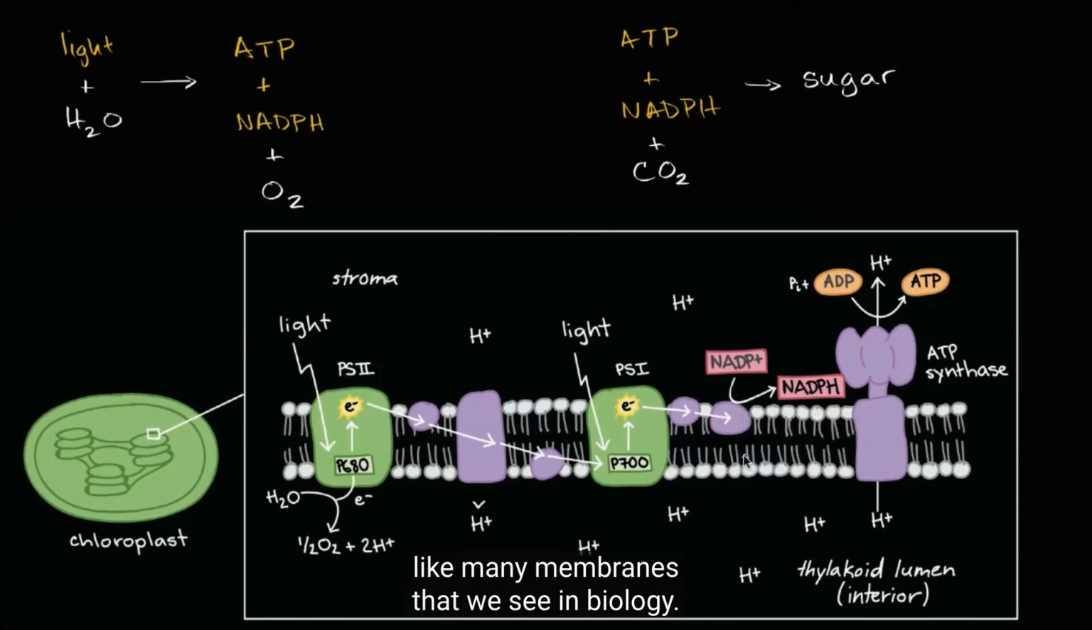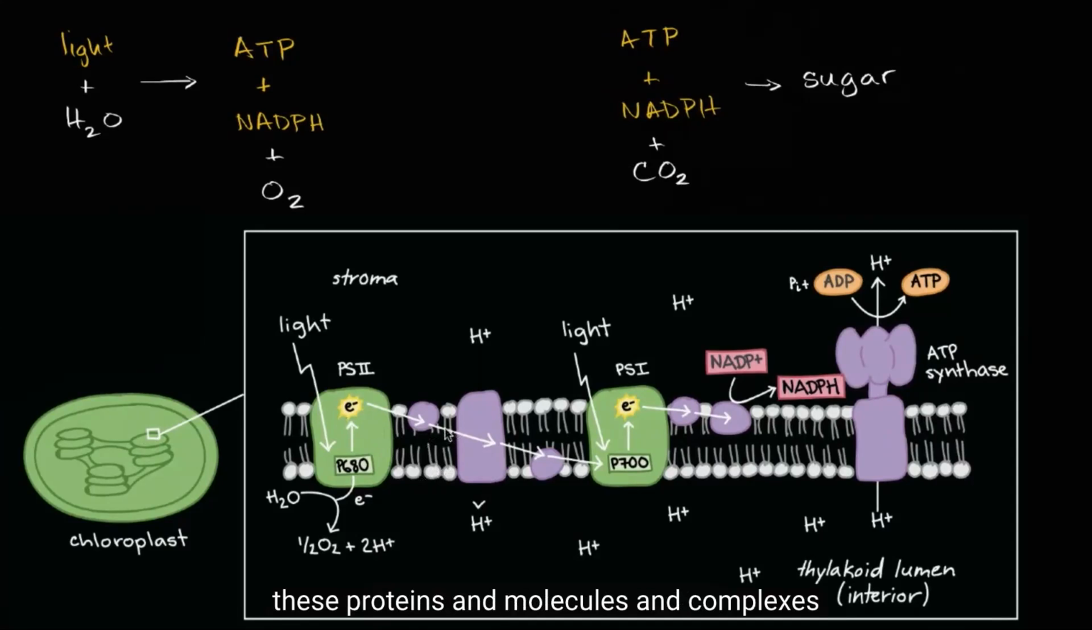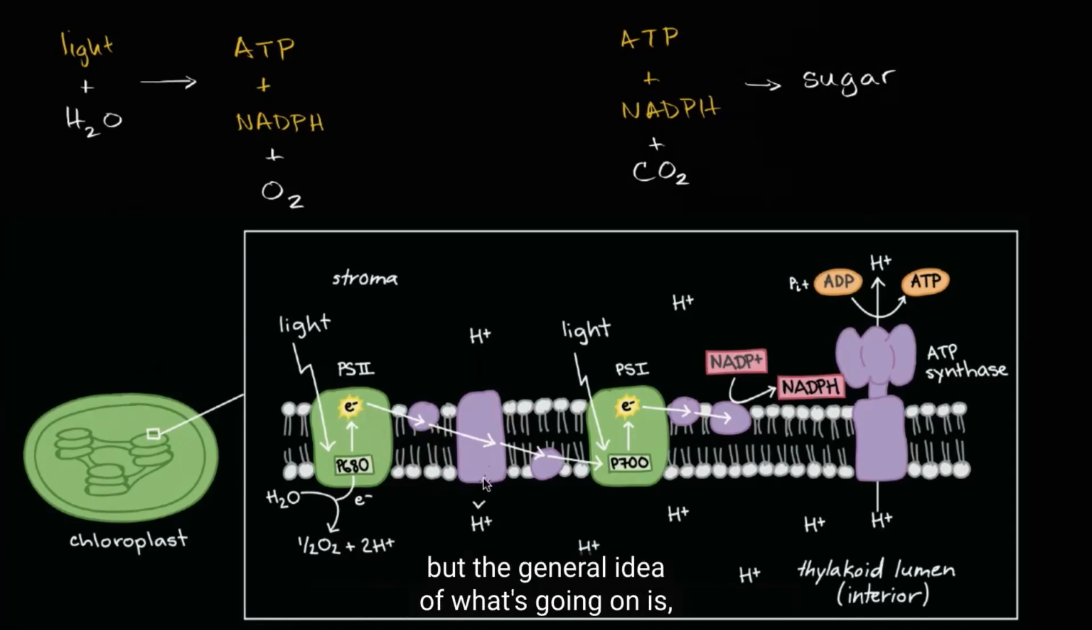And at first glance, this might seem like a very complex diagram, and that's because it is a complex diagram. You will often see things like this in your biology textbooks. They can be very intimidating. These proteins and molecules and complexes have very complicated sounding names. But the general idea of what's going on is, you'll hopefully find, pretty straightforward.